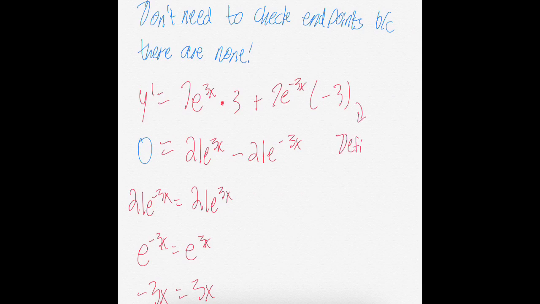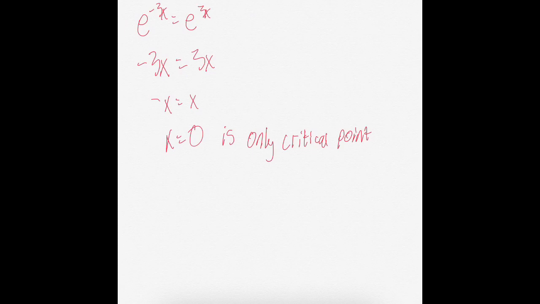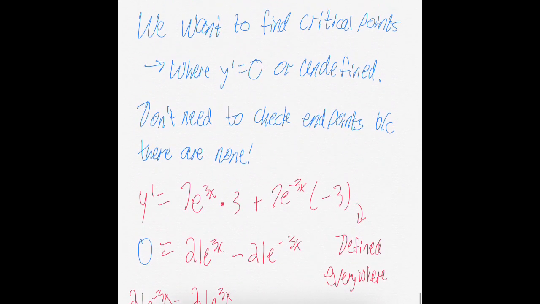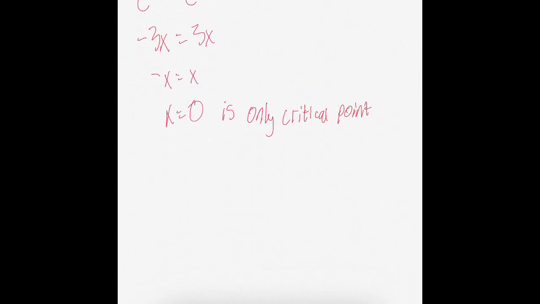The derivative here is defined everywhere. So it's never going to be undefined, right? It wouldn't be defined somewhere if we were taking the square root of a negative number or if we were dividing by 0, but we're not doing that here at all. So x equals 0 is the only critical point.